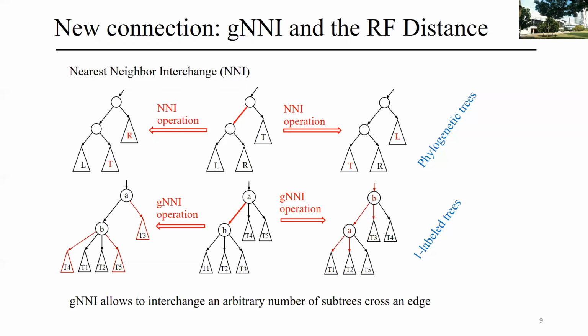Before the NI operation, the head of the right edge is B, and the tail is A. After the NI operation, the head now becomes A, and the tail is B. In summary, the generalized NI operation allows interchanging an arbitrary number of subtrees across the edge. It also allows changing the labels of the internal edge.